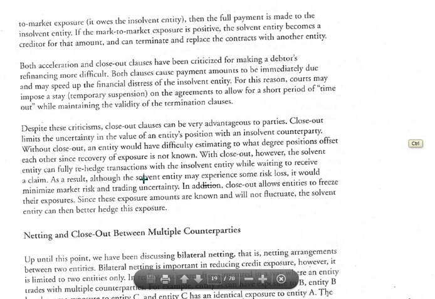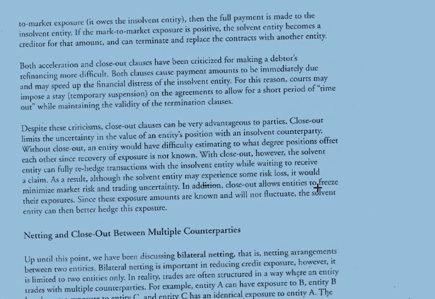As a result, although the solvent entity may experience some risk loss, it would minimize the market risk and also the uncertainty with respect to the trading. In addition, closeout allows entities to freeze their exposure. Since these exposure amounts are known and will not fluctuate, the entity can better hedge this exposure.